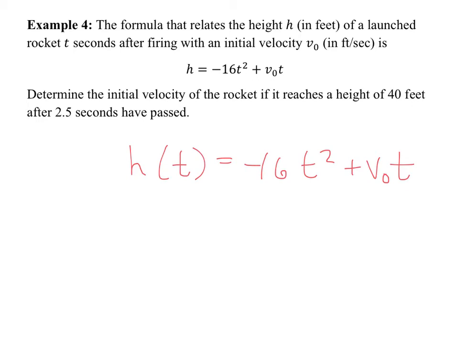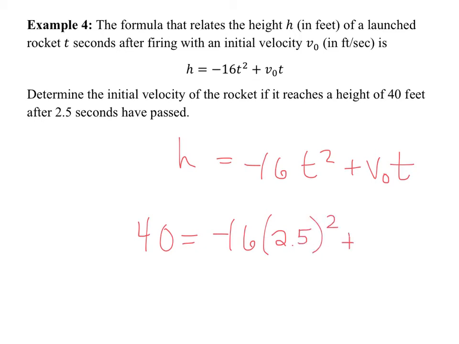So for a problem like this, what do I do? You plug in the numbers. Yeah, we just plug in the numbers, right? Let's go ahead and plug them in. 40 equals negative 16 times 2.5 squared, plus V0 times 2.5. Very good.